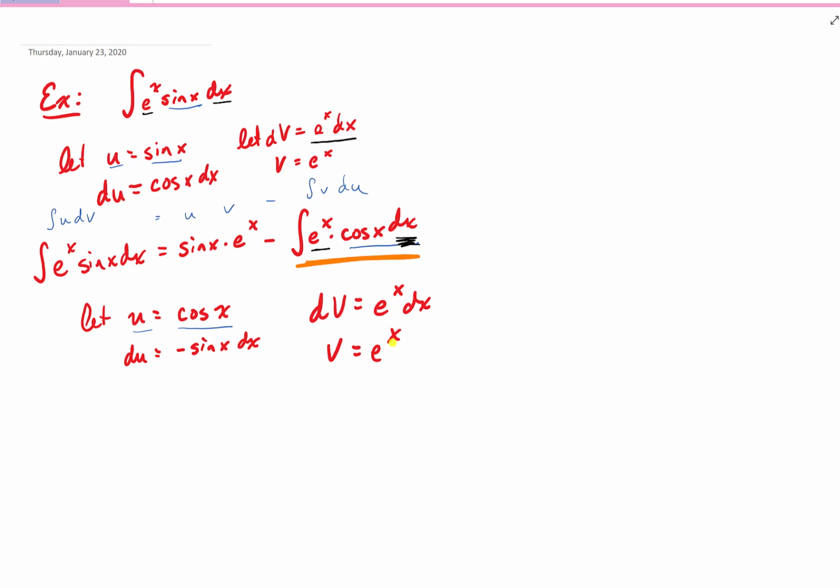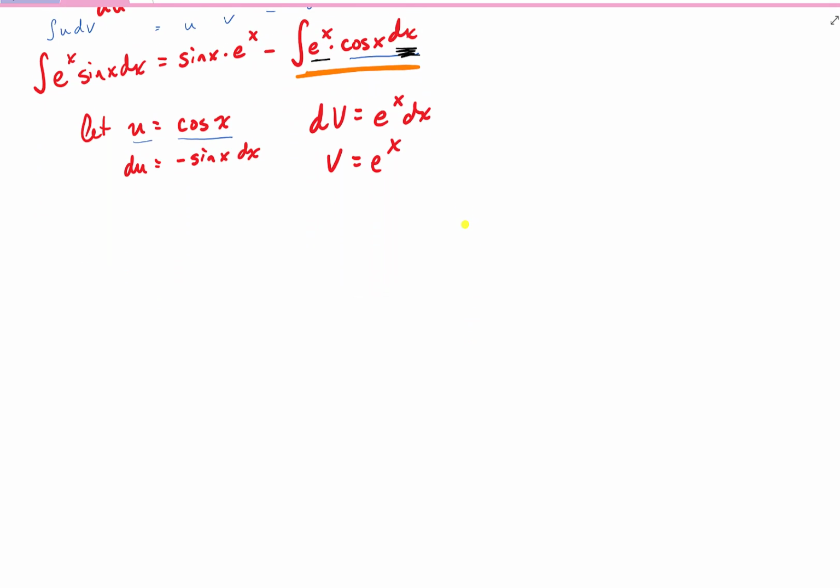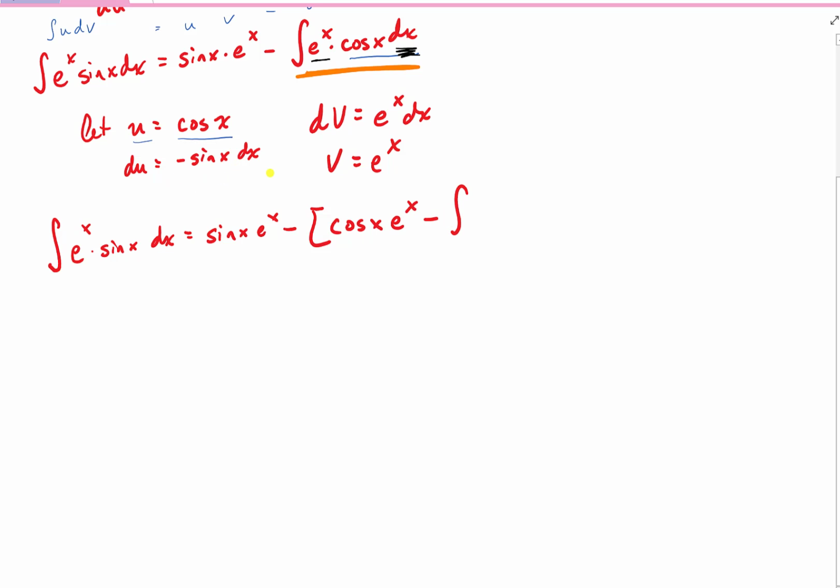So this is the part where bookkeeping becomes of most importance. This is why integration by parts problems can get long and tedious, and it's easy to make mistakes. So here was the original problem, the integral of e to the x times the sine of x dx. We said in our first iteration that that was the product of sine of x e to the x minus, and now I'm going to handle this integral inside of here by again applying the integration by parts formula. So we've again got the product of u and v. In this case it's cosine x e to the x minus the integral of v, which is e to the x, times du, which is minus sine of x dx.